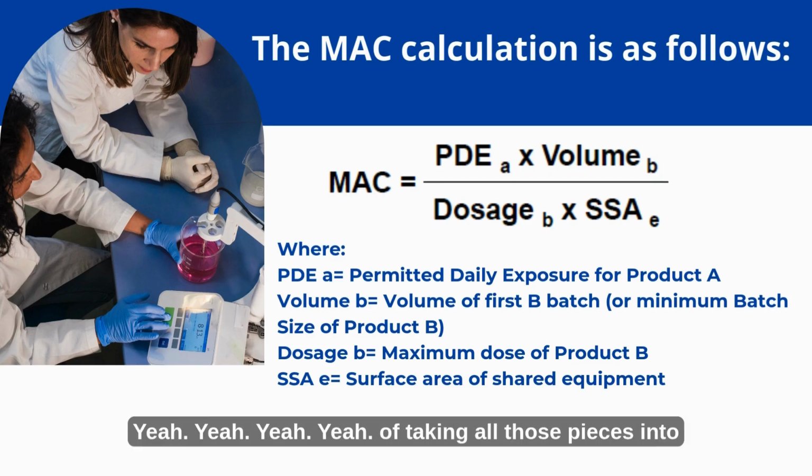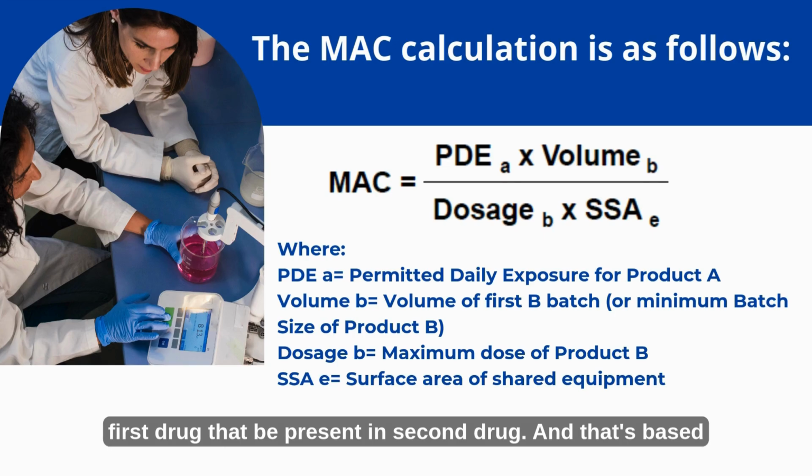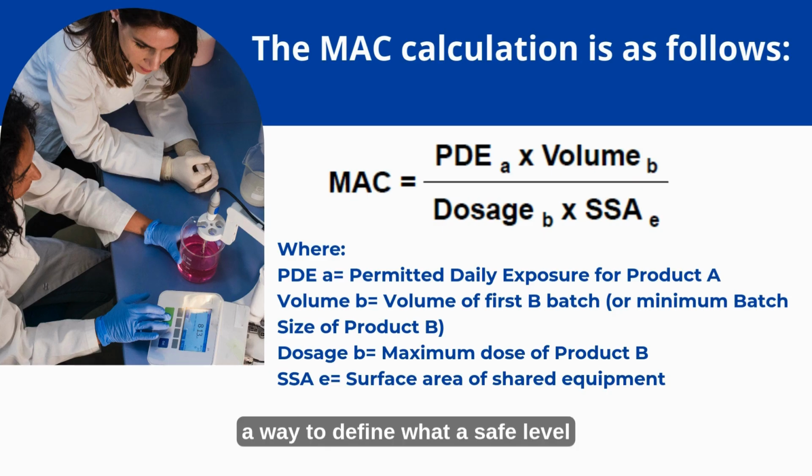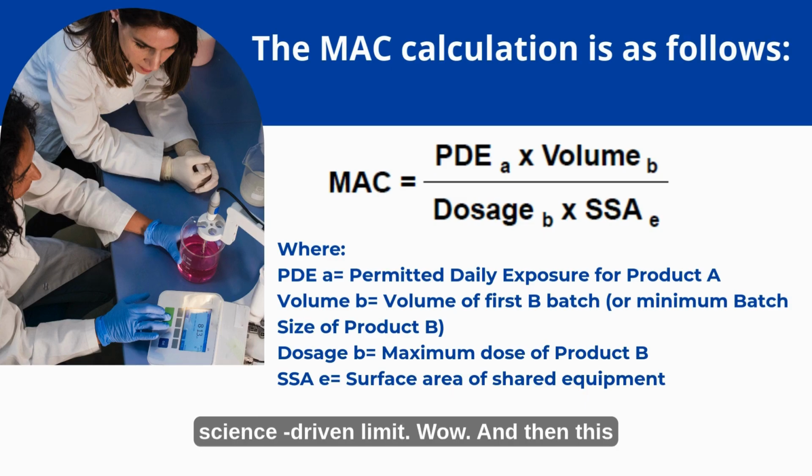Exactly. So by taking all those pieces into account, the safe exposure level of the first drug, how much of the next drug is being made, the dosage of that, and the size and shape and all the intricacies of that equipment, you arrive at this MACO value. Precisely. And that is the maximum allowable amount of the first drug that can be present in the second drug. And that's based on science. It's all grounded in science, and it gives us a way to define what a safe level of cleanliness actually is, quantitatively. So it's not just, oh, it looks clean. It's not subjective. It's an actual number, a measurable, science-driven limit.